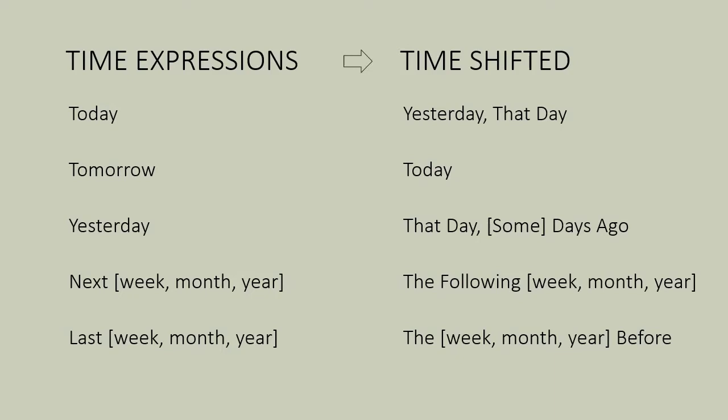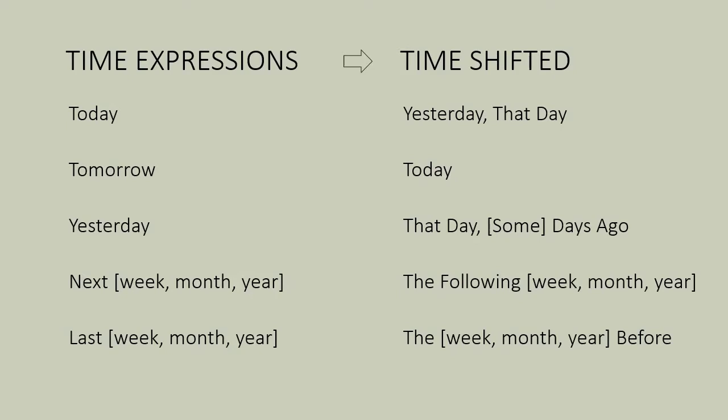Next week, next month, next year, this can be the following week, the following month, the following year. And last week, last month, last year could be the week, the month, or the year before.